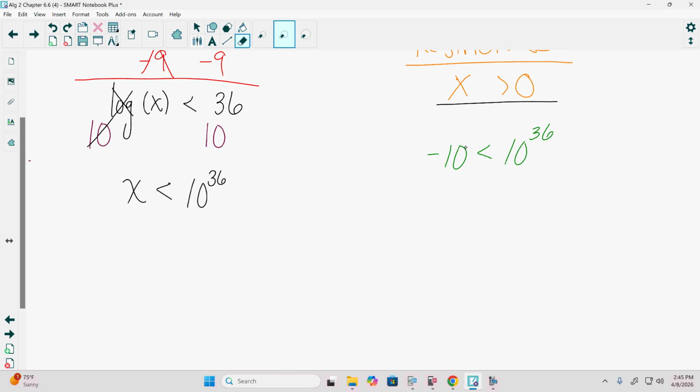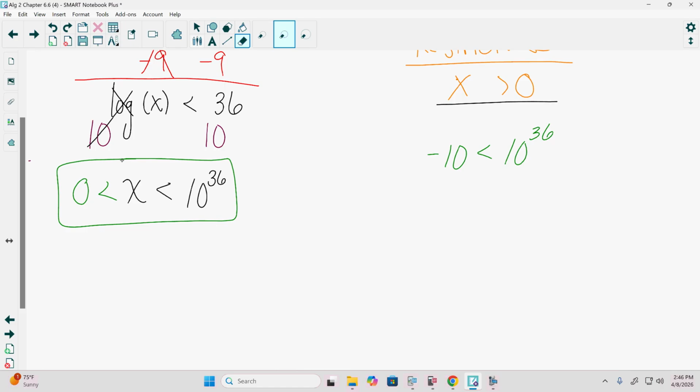We have to remove them and just say 0 is less than x is less than 10 to the 36. Because if we leave it there, negative 10 is indeed less than 10 to the 36. So according to our original statement, it is a solution, it is a value that should work. But we know because of logarithms, it would make what's inside that logarithm not work. Questions? How we find the restrictions?